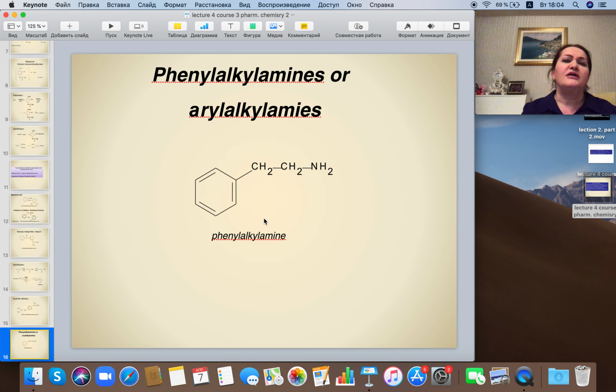The second group, oxyphenylalkylamines, which have one oxy group. If phenylalkylamines have only alkylamine in the structure and no other radical, oxyphenylalkylamines have one hydroxyl group in the structure. For example, some preparations, mesatone, phenol. And the third group, deoxyphenylalkylamines. Deoxyphenylalkylamines are divided into two groups, orthodeoxyphenylalkylamines and metadeoxyphenylalkylamines.